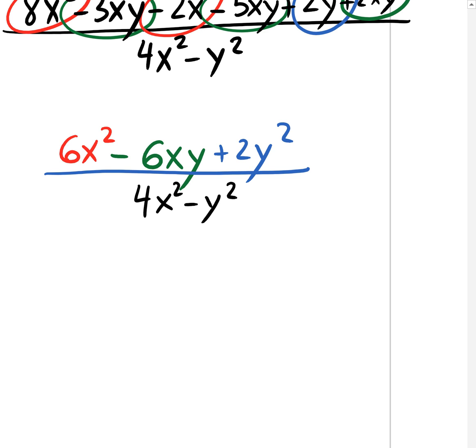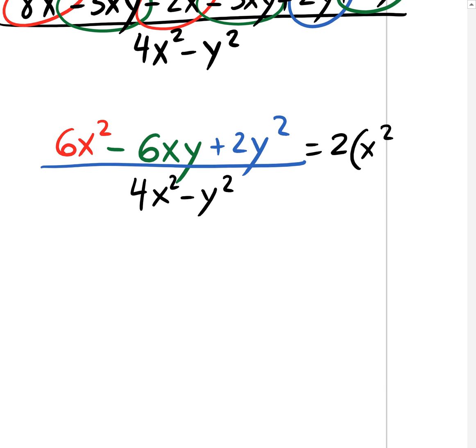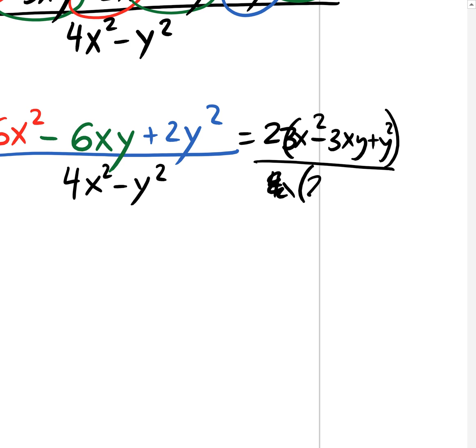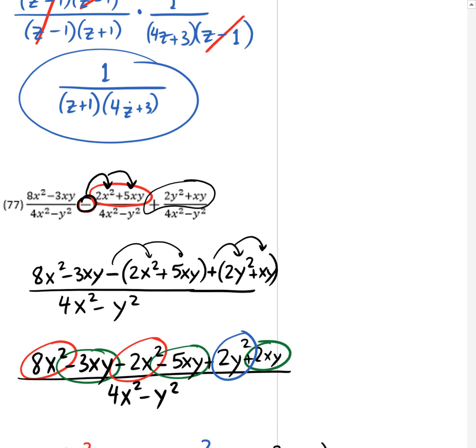In the numerator, it's a trinomial. Actually, they have something in common. I can factor a 2 out. What if a 2 comes out? 3x squared minus 3xy plus y squared would be left, over 4x squared minus y squared. And the denominator is a difference of squares: 2x minus y, 2x plus y. Oh my gosh.